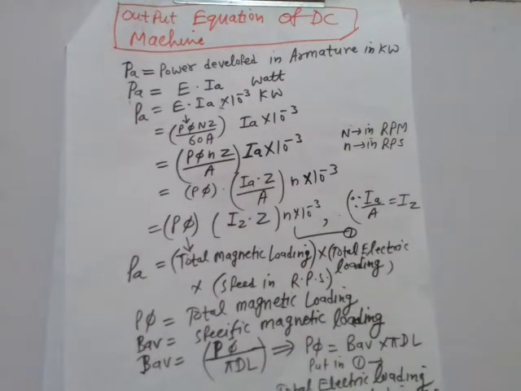One more thing you can write: the specific electrical loading AC is given by the total ampere conductors Z into IZ divided by the periphery of the armature, that is pi into D, since the periphery is 2 pi r and D is the diameter, twice the radius. So from here you can write Z into IZ is equal to AC into pi D. Put this value of ZIZ and this value of P phi into equation number 1.